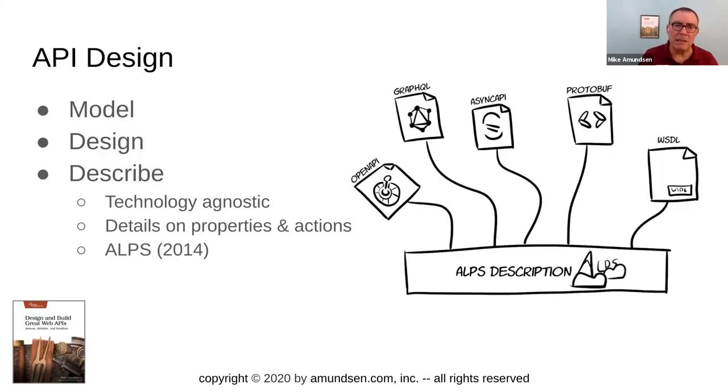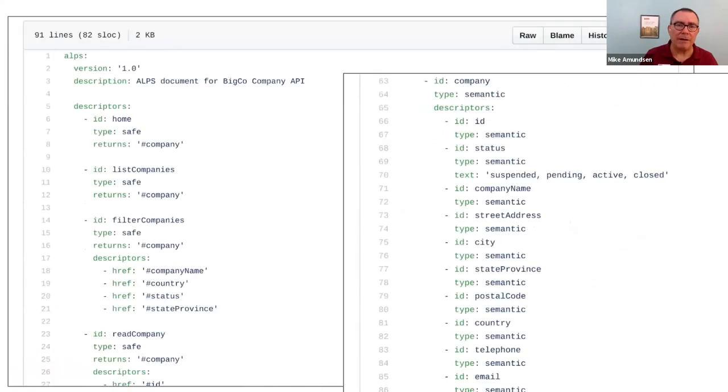But a description is this technology agnostic way of describing the API that we can pass off. You can think of it as a sort of a blueprint that we pass off to others. So this is an example of an ALPS document. It operates on a thing called descriptors, and actions have things like safe and unsafe and idempotent, and then data is simply semantic elements. You can sort of look more about it in the repo later on.